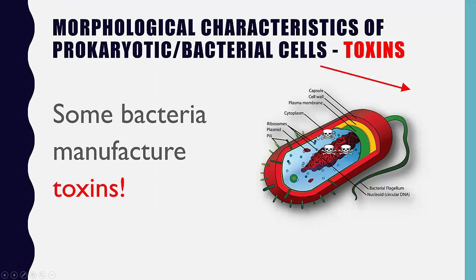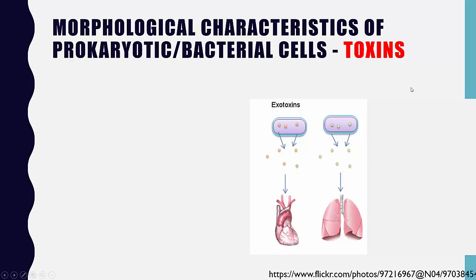All right, so toxins. These are chemicals that bacteria manufacture, and they can manufacture different toxins. There are two kinds of bacterial toxins that we're going to talk about. We put these into categories according to whether or not they are excreted into the environment or if they are part of the actual cell envelope, and those tend not to be excreted.